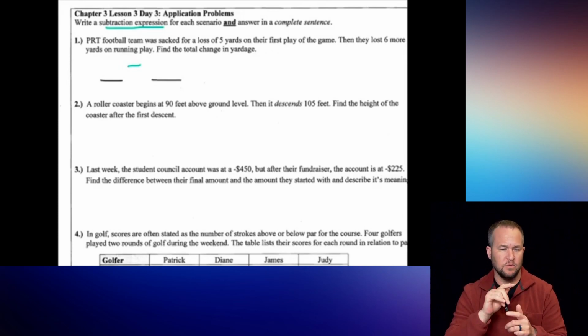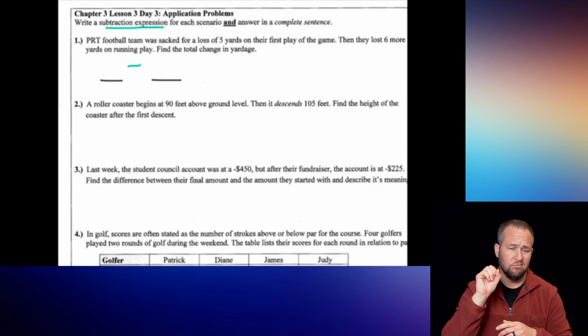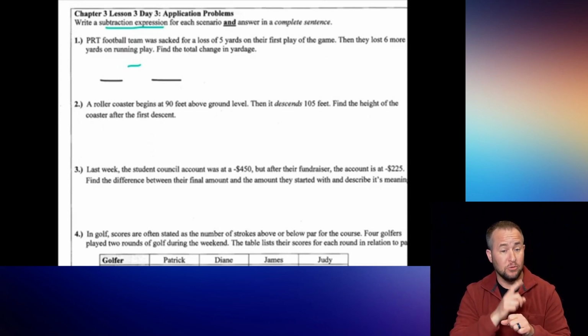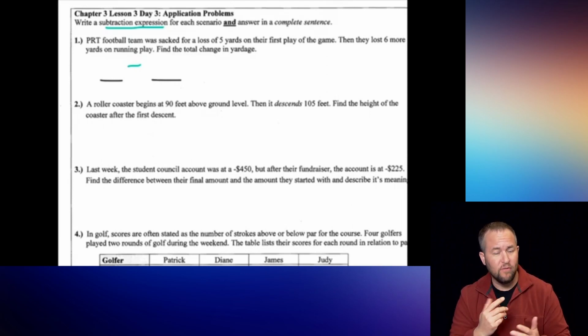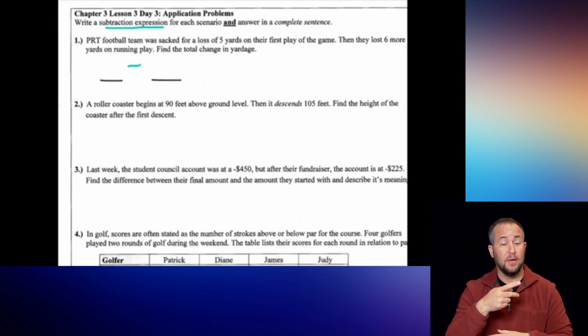Because these are your notes, I'm actually not going to write it in a complete sentence. I might just give it to you in words, or write it out and say, hey, you need to include this. But again, because these are notes, I'm not going to write a complete sentence with a period at the end of your sentence. So the BRT football team was sacked for a loss of 5 yards on their first play.